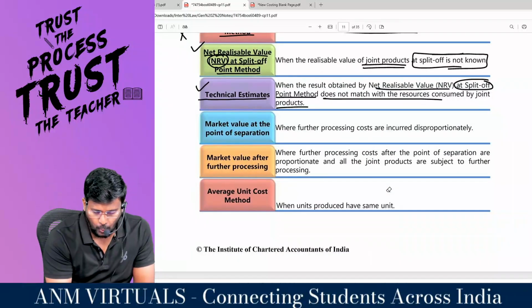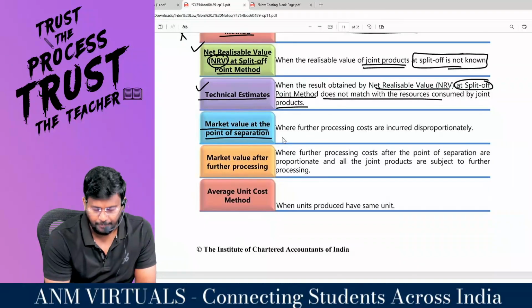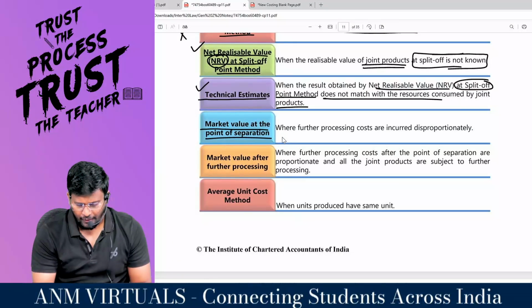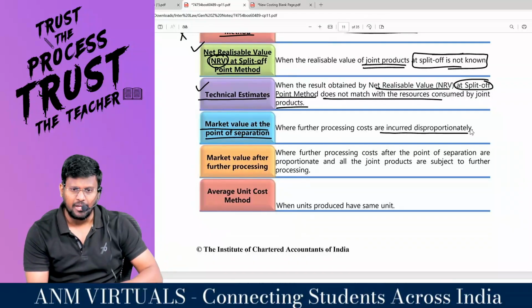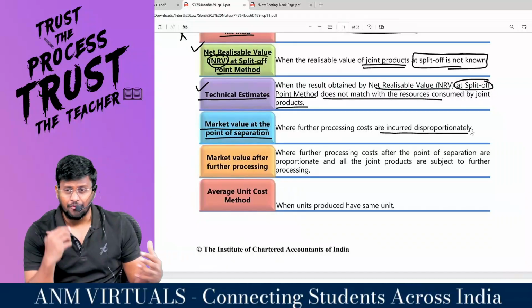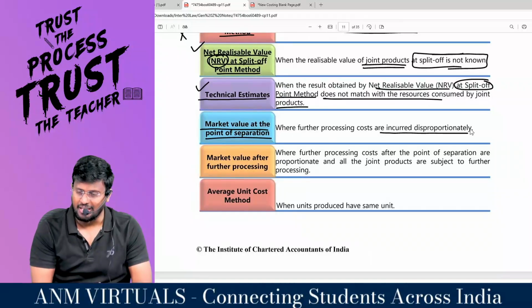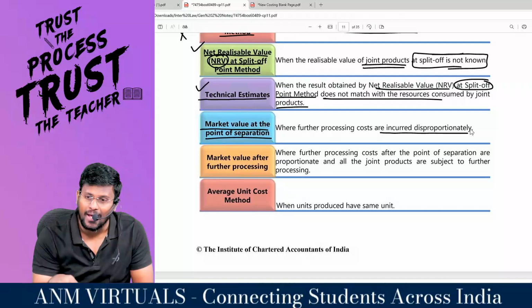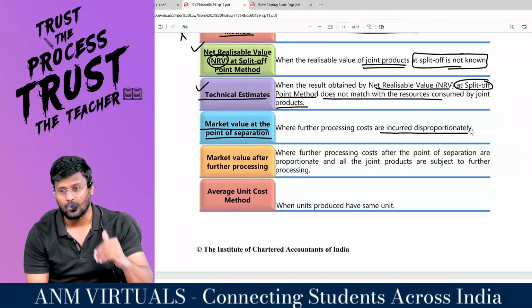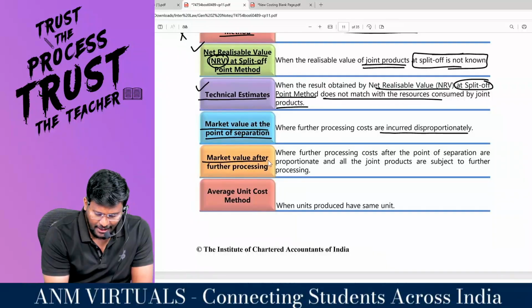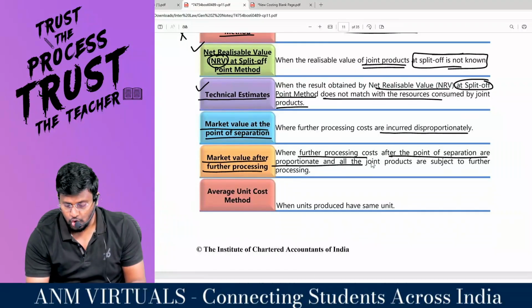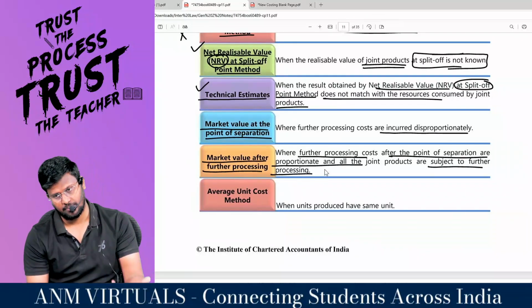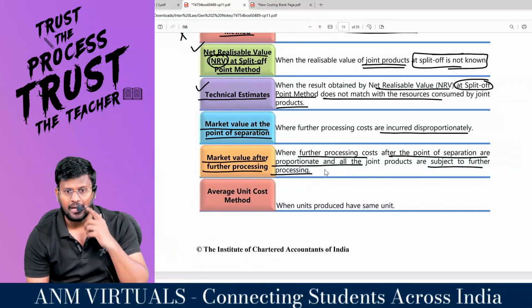Now, market value method: market value at the point of separation. Sir, when further processing costs are incurred disproportionately, then I must further process. But if the further processing cost is disproportionate, I will use market value at the point of separation. Market value after further processing is used where further processing costs after the point of separation are proportionate and joint products are subject to further processing. I cannot sell without further processing.